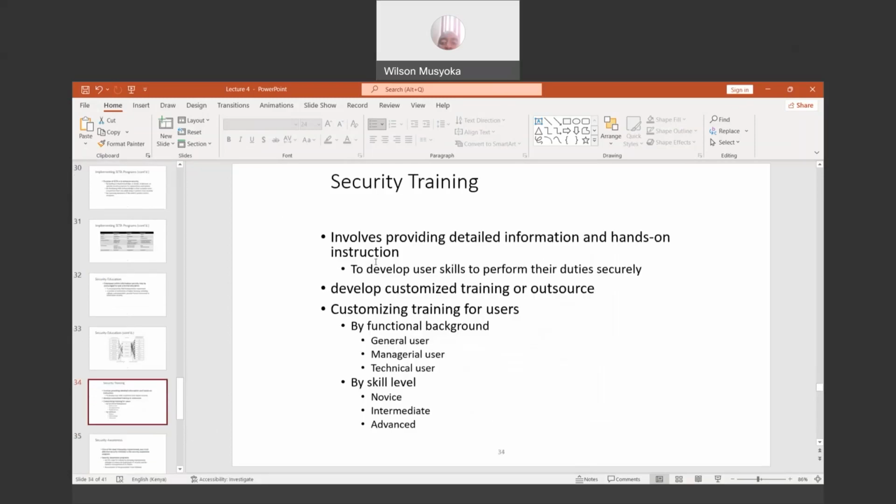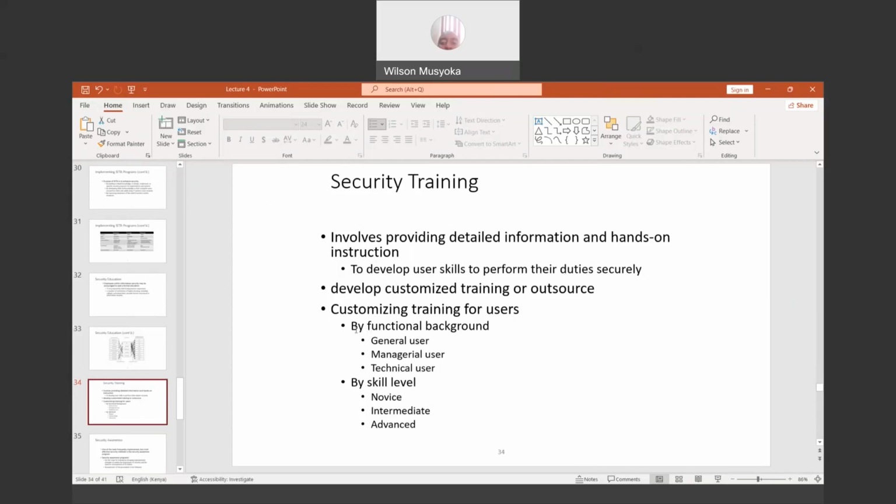Then the security training is going to involve providing detailed information and hands-on instruction in order to develop user skills to perform the duties that you have been given securely. And it is developed in terms of customized training, or it is going to be outsourced. So how is it going to be customized for different users?